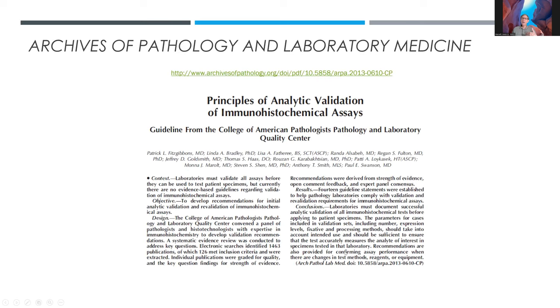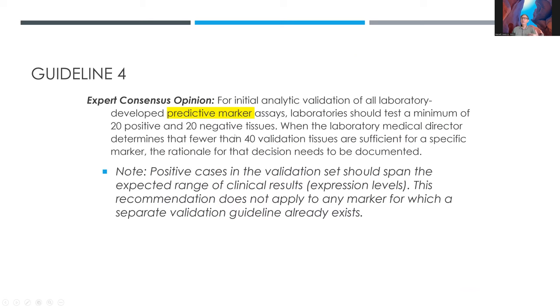Now, in fact, my colleagues and I, several years ago, took principles like this and said, okay, what are we going to do? We need to develop guidelines for how we interpret and analytically validate immunohistochemical assays. That's important. There were a number of consensus recommendations, which you can look at, but this is not the end of analytical validation in pathology. It's looking at what happens with stains and how many different positives or negatives you need to use to verify that your stain is going to perform appropriately.